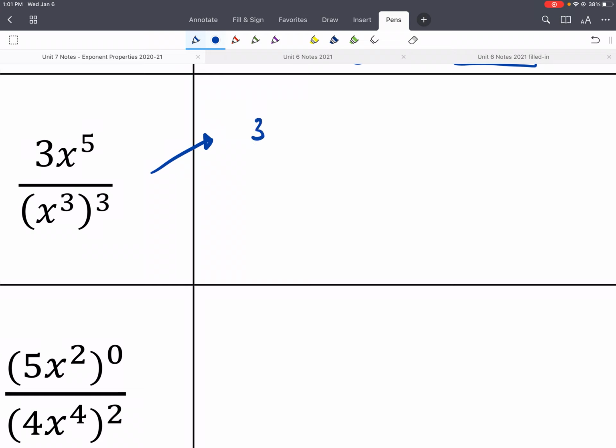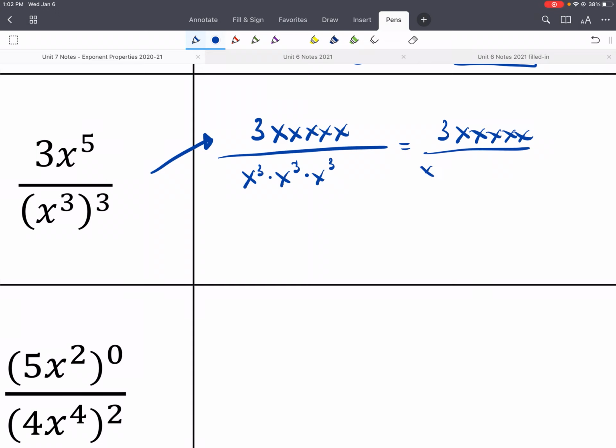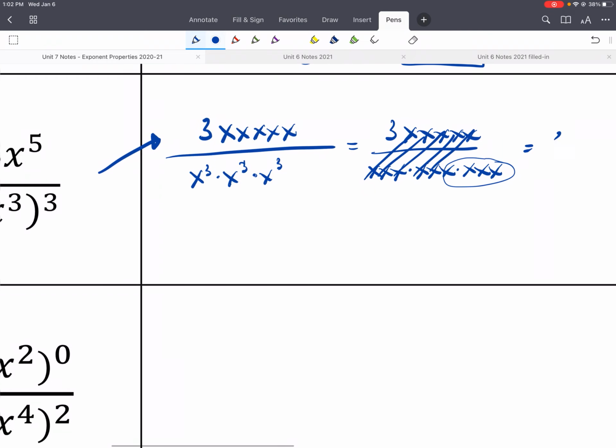All right, so we have a 3, and we have an x, and an x, and an x, and an x, and an x. On the bottom, we have x to the 3rd to the 3rd. So we're going to do x to the 3rd times x to the 3rd times x to the 3rd. If we wanted to expand even further, then we're going to have x times x times x times x times x times x times x times x times x. Then you could cancel some of these x's, and that leaves us with, looks like we have 4 x's left in the bottom. So that would give us a 3 on the top and an x to the 4th on the bottom.